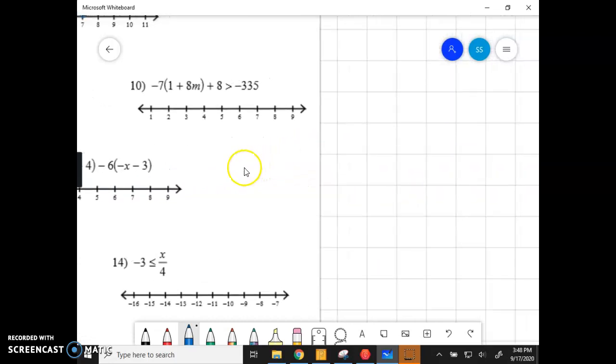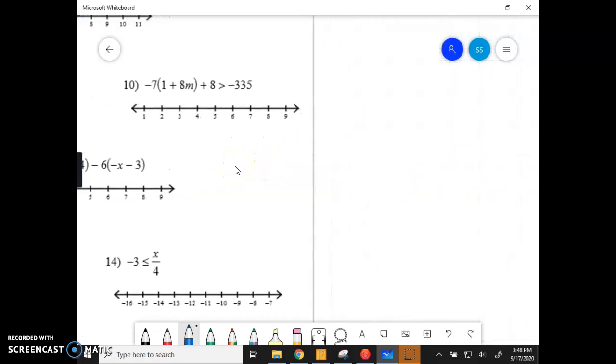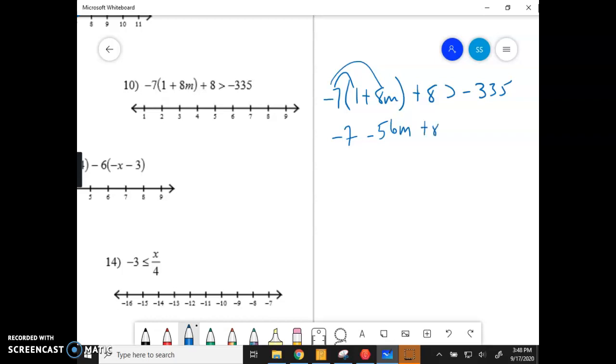Okay, number 10. We'll do number 10 because we have space off to the side here. So I'm going to just rewrite this out. Negative 7 times the quantity 1 plus 8m is greater than negative 35. All right, so the first thing I need to do is distribute. Okay, negative 7 times 1 is negative 7. Negative 7 times positive 8m is negative 56m. And then I just drop down this plus 8, my inequality symbol, and that negative 35.